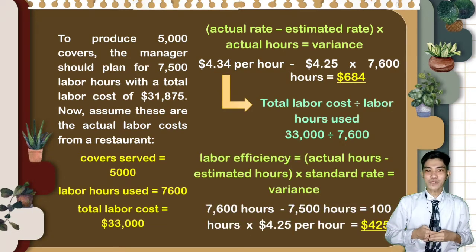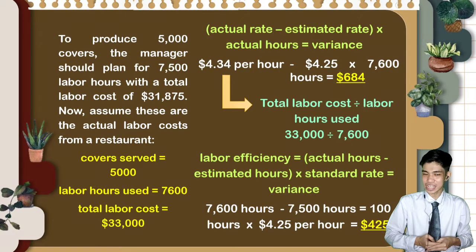Para naman sa labor efficiency, ang gagawin natin is actual hours minus estimated hours. So bali 7,600 minus 7,500 hours is equal to 100 hours. Then para malaman natin ang ating actual variance, i-multiply natin iyan sa ating standard rate na $4.25 per hour. So 100 times $4.25 is equal to $425, which is ang ating nakuhang variance para sa labor efficiency.